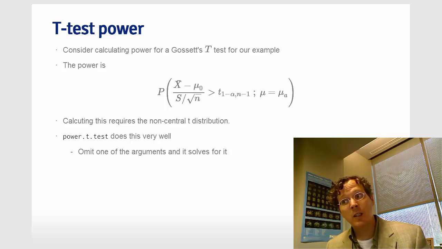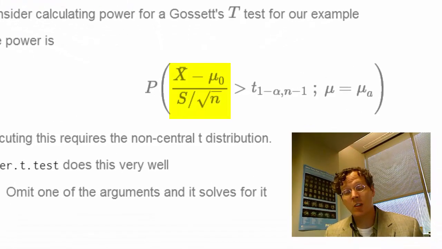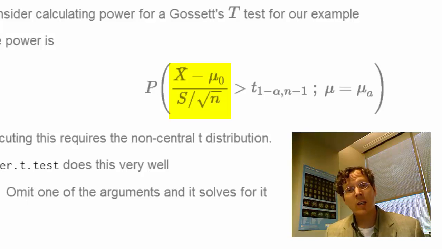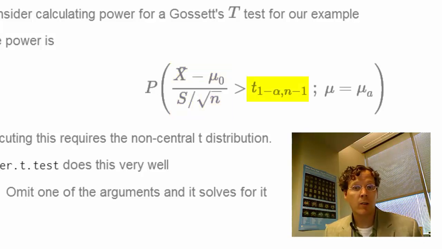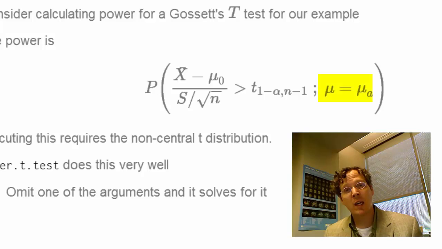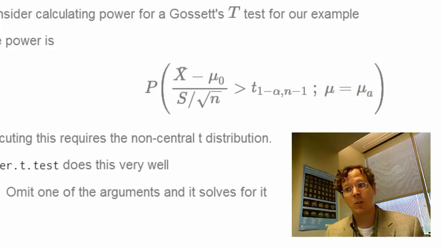The argument is very similar to what we did in our normal distribution case. We're going to reject if our test statistic, in this case x bar minus mu naught over the estimated standard error, is now bigger than a t quantile rather than a z quantile, because we're talking about a t-test. Only because we're talking about power, this is going to be calculated not under the hypothesis that mu equal to mu naught, but under the hypothesis that mu equal to mu a, the value under the alternative.